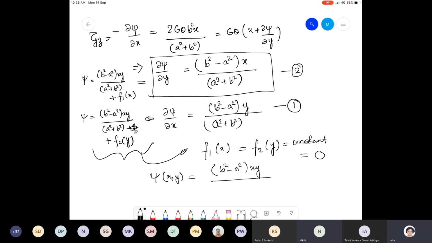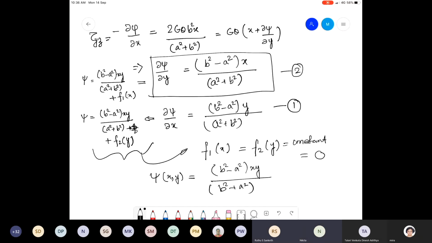Ma'am, why is the constant 0? So we are going to assume that the shaft is fixed at the origin. Okay. Only then is the constant 0, otherwise the constant is not equal to 0. Okay. So therefore, this is the warping function.